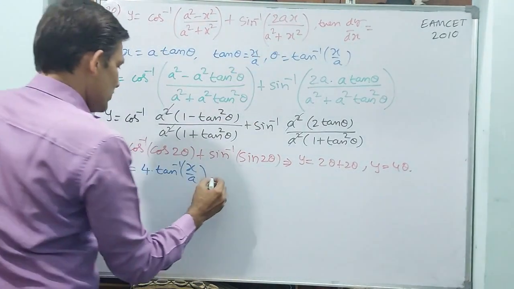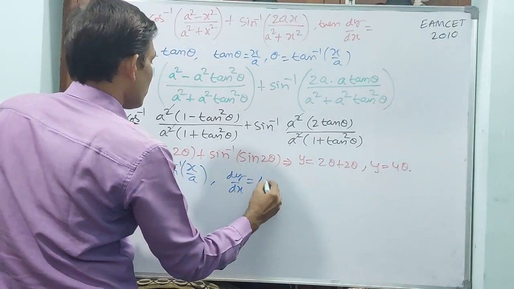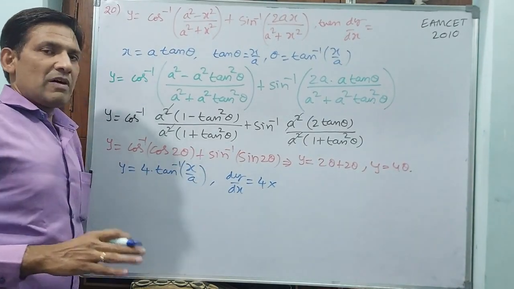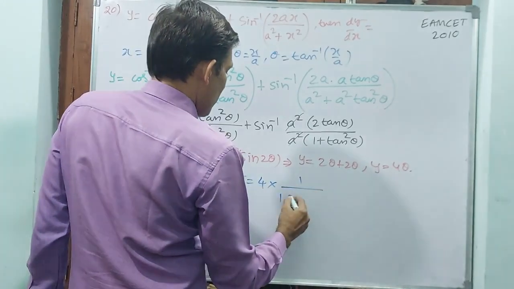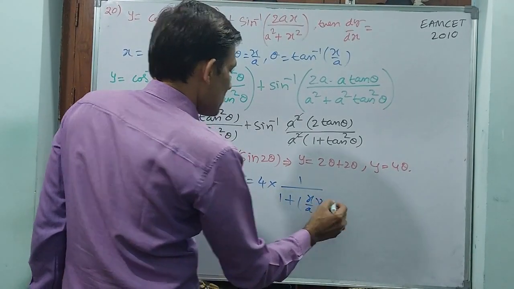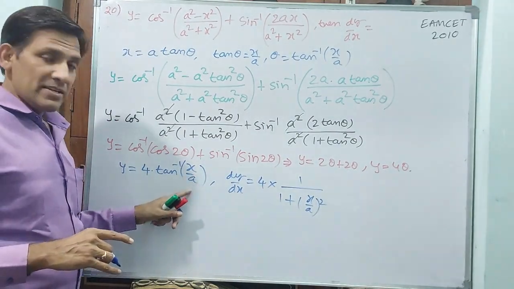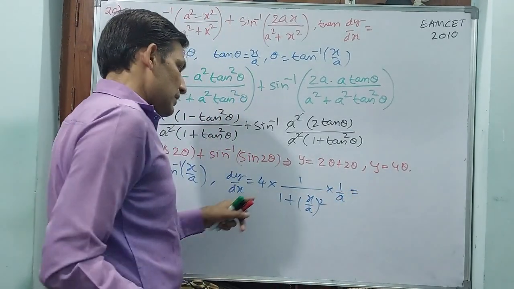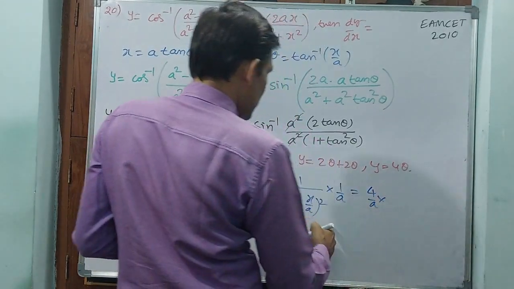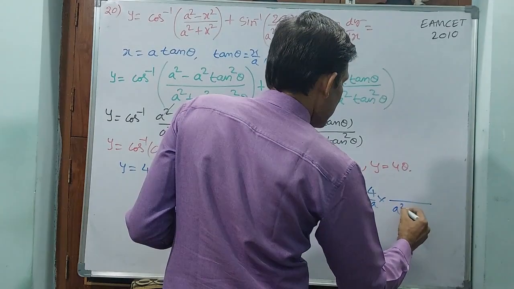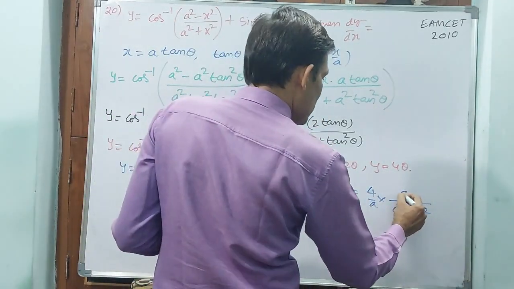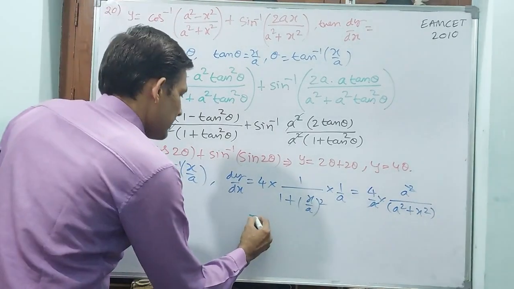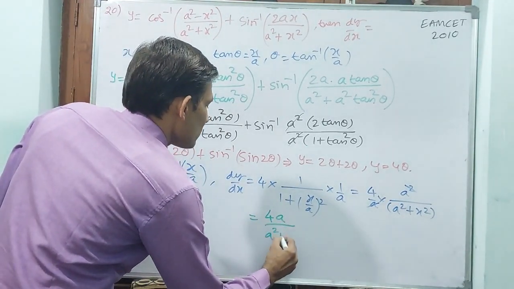Now you require dy by dx, so do it. dy by dx is equal to 4 into the derivative of tan inverse of x by a, that is 1 by (1 plus (x by a) whole square), again into d by dx of x by a, which is 1 by a. That means 4 by a into (a square plus x square) by a square over, the a square goes here, a gets cancelled, so the final answer is dy by dx equals 4a by (a square plus x square).